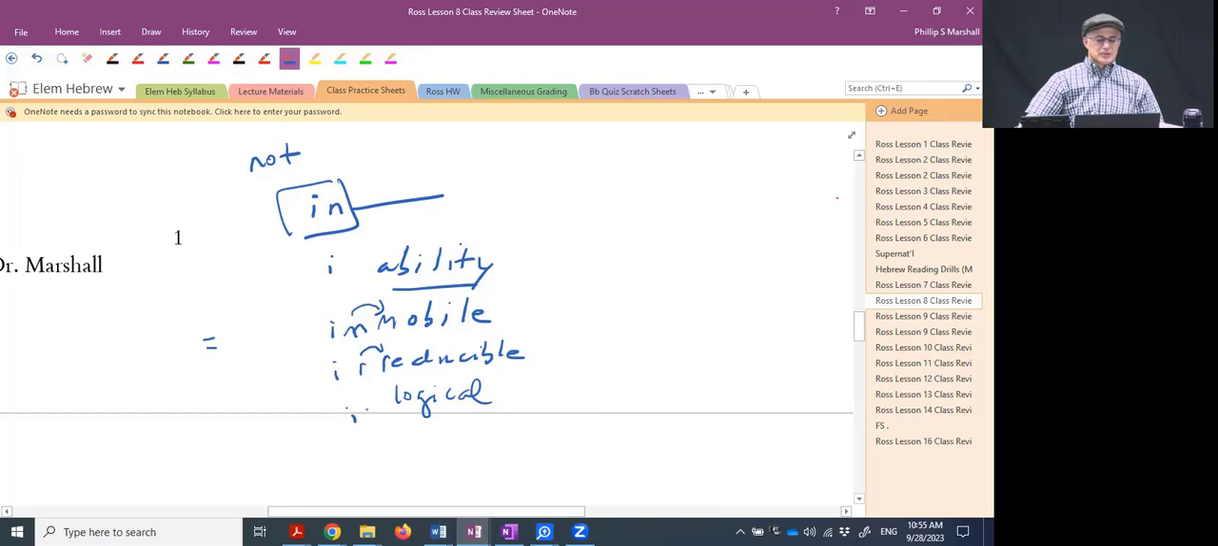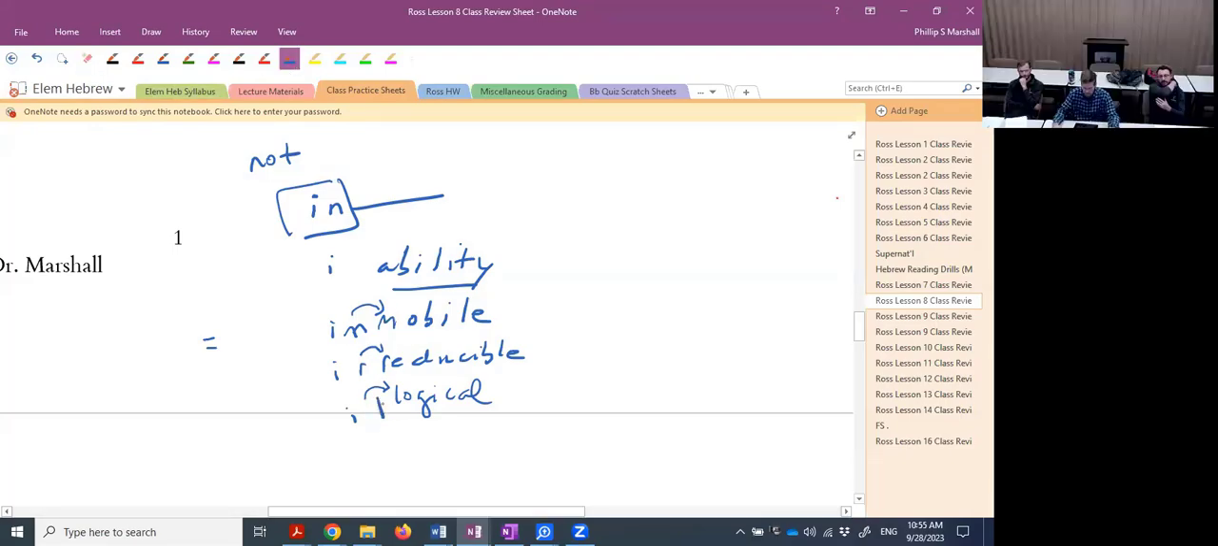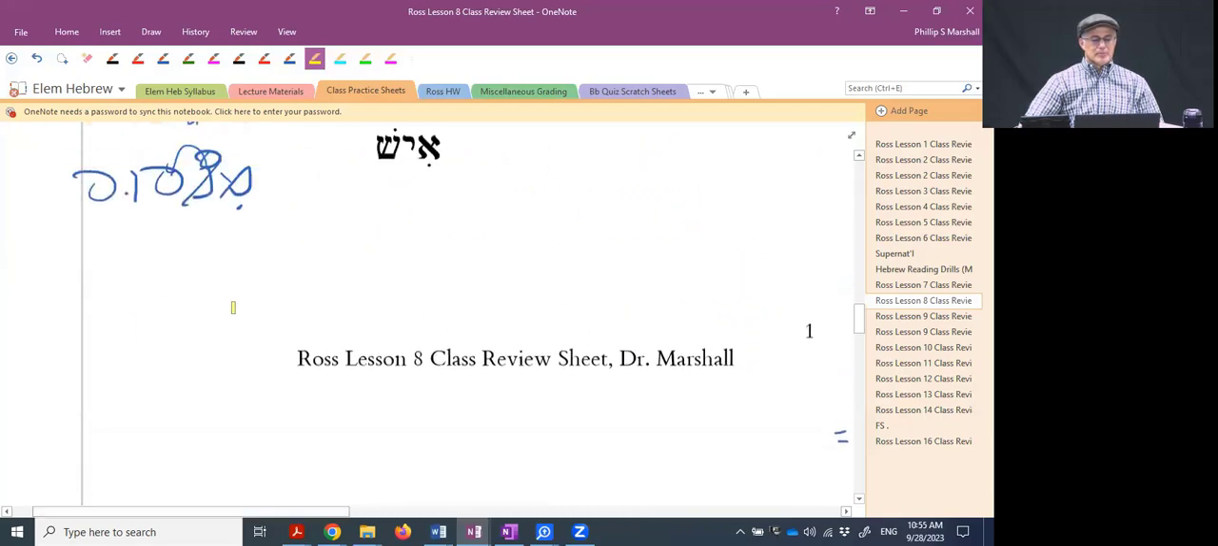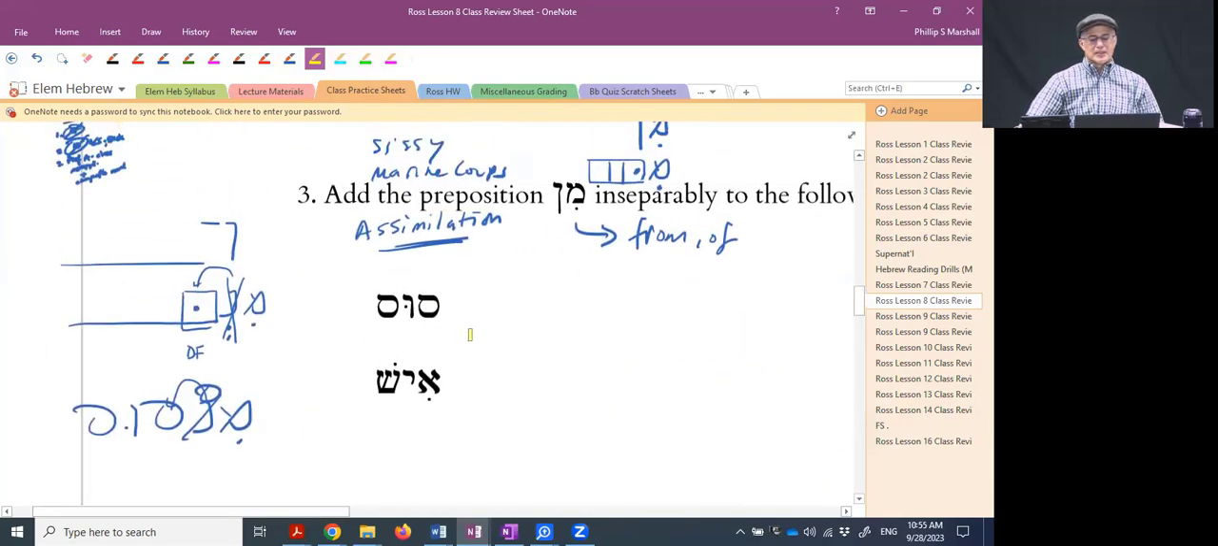If something's not logical, do I say inlogical? No. The N assimilates to the L of logical, and what does the N become? It becomes an L. So I get illogical when something's not logical. So we do assimilation in English as well. Hebrew assimilates the noon of min, and it becomes a copy of the consonant that it butts up next to.